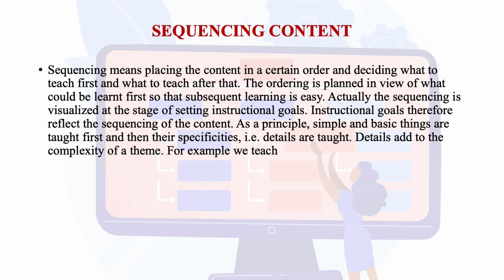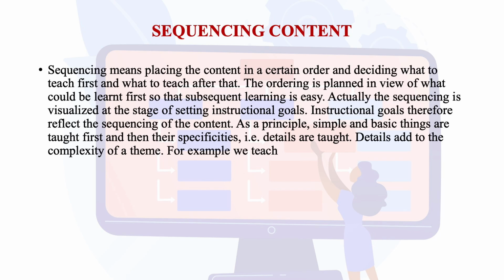Therefore, actually the sequencing is visualized at the stage of setting instructional objectives. And our objectives could be, learners would be able to explain the concept of a blueprint. The next objective could be, learners would be able to describe the benefits of a blueprint. And the third objective could be, learners would be in a position to develop a blueprint. If this is the sequence of the objectives, I shall not have any problem while sequencing and organizing the content, because I know what to teach first. The sequence of the objectives would guide the process of sequencing.